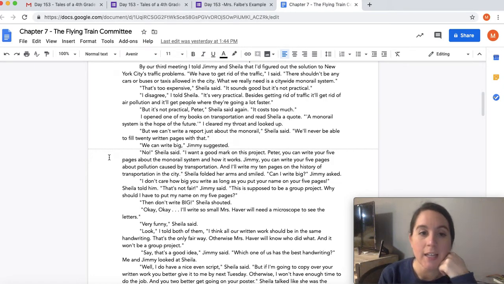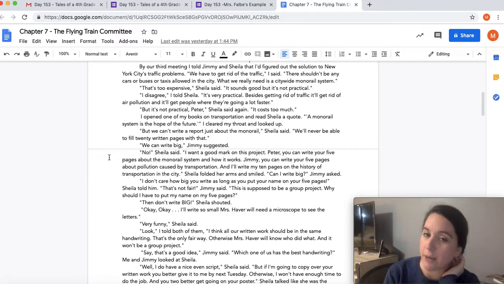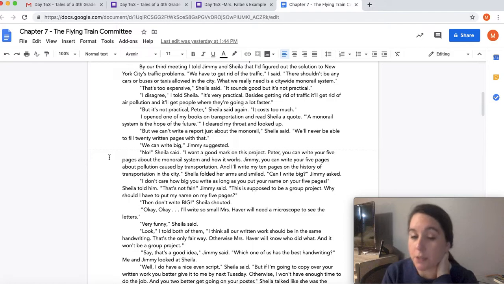That's too expensive, Sheila said. It sounds good, but it's not practical. I disagree, I told Sheila. It's very practical. Besides, getting rid of traffic, it'll get rid of air pollution, and it'll get people where they are going a lot faster. But it's not practical, Peter, Sheila said again. It costs too much.